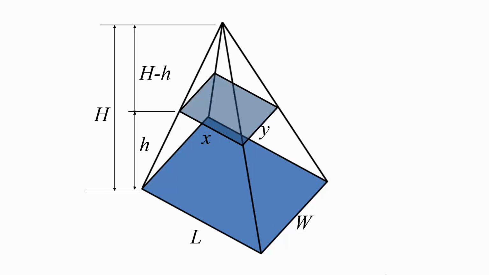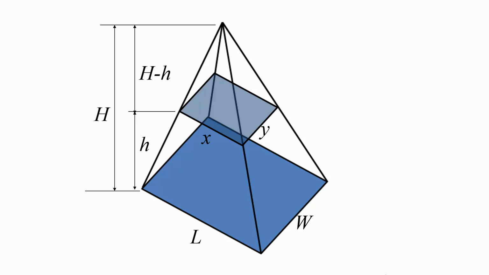And here's a bit more detail. We have our base, length times width for the area, and at a certain point we have another cross-section rectangle of length x and width y. And at that particular point, the height of the layers is lowercase h, and that means the remainder is capital H minus lowercase h, as you can see there in the diagram.